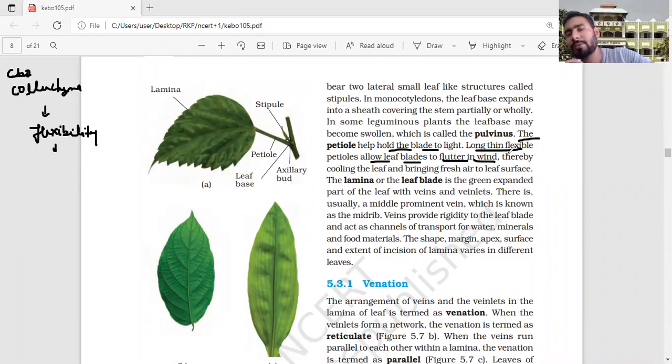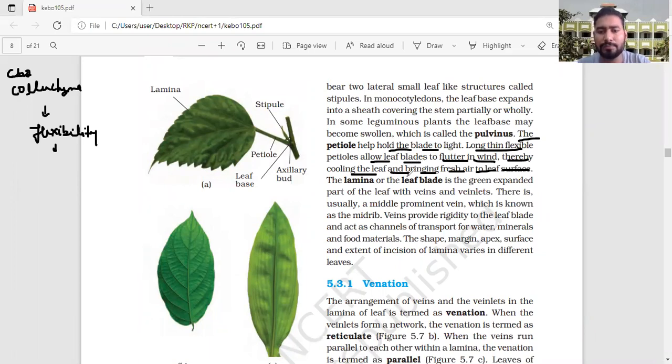Like in people, if the petiole is too long, even without air blowing, without wind, it is fluttering like that. Okay, so this is the basic function of the petiole. In some places the petiole also becomes swollen, we will see, thereby cooling the leaf and bringing fresh air to the leaf surface. When they are shaking like that, what happens? They will take the fresh air and cool the leaf surface.